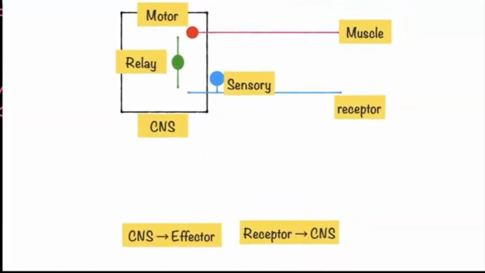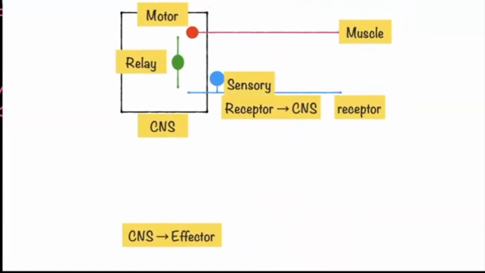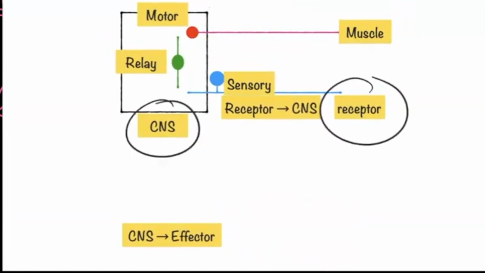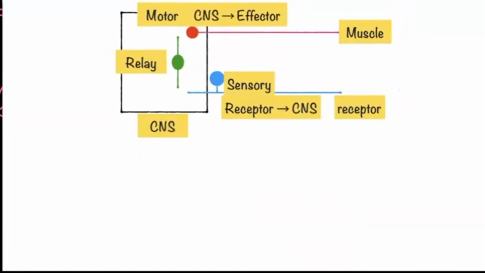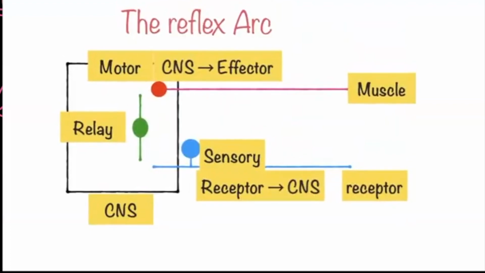Also note that the sensory neuron is the one to transmit the impulse from the receptor to the CNS, and the motor neuron's job is to carry the impulse from the CNS all the way to an effector, a muscle or a gland, right? So that's a quick revision of what we've done last week about reflexes.